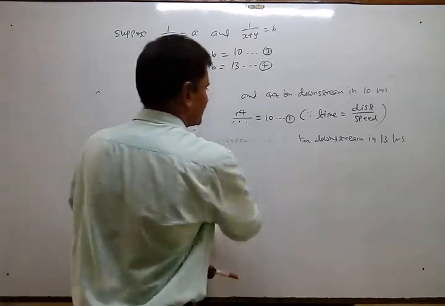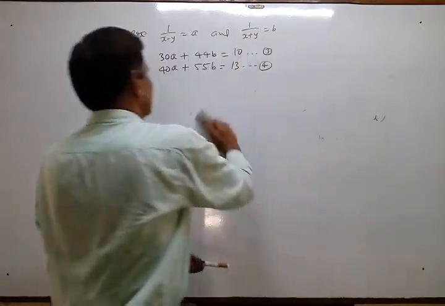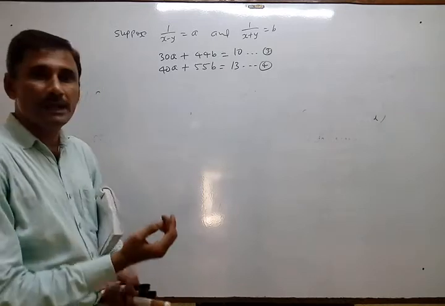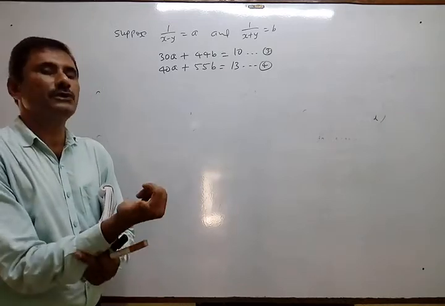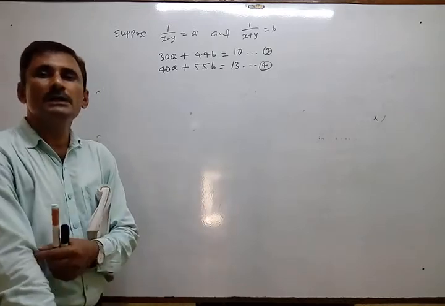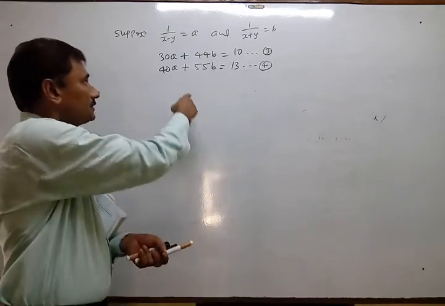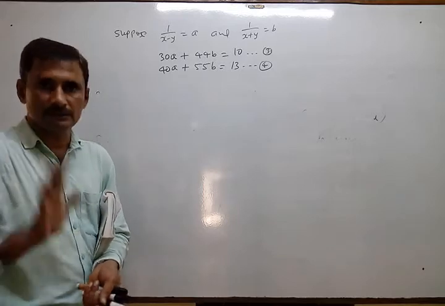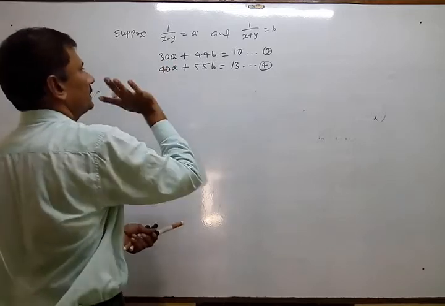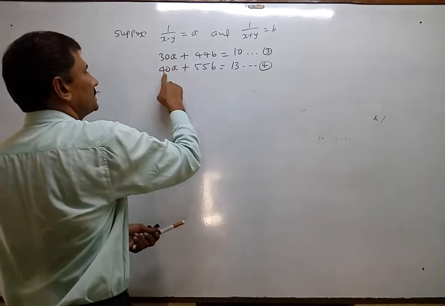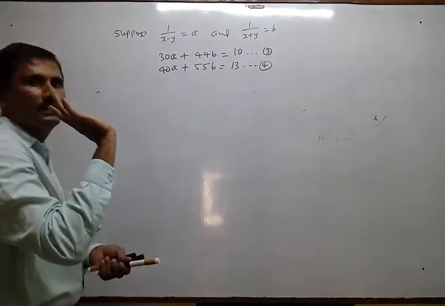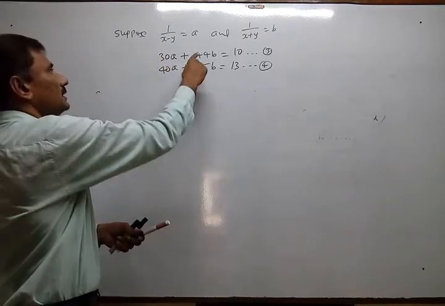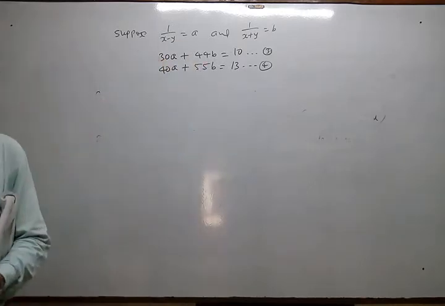Now how to solve this? I have written it here vertically. So you understand, I am planning to solve by the elimination method. If you want, you can solve by substitution. Okay, first of all, look here. Here is 30, here is 40. Here 44, here 55. You have to make equal either the coefficient of A, otherwise the coefficient of B.